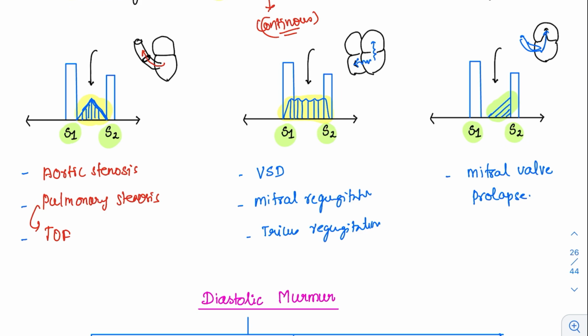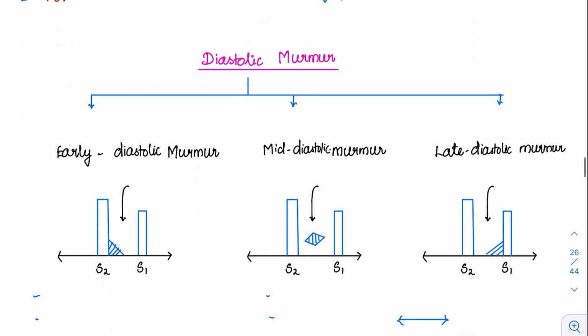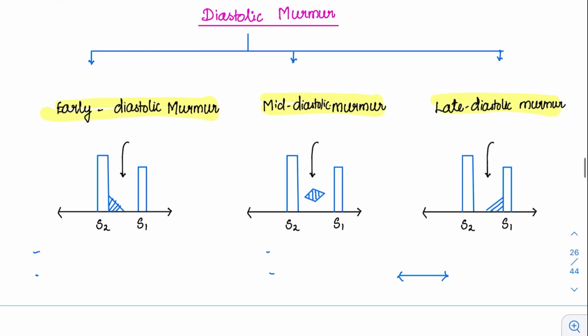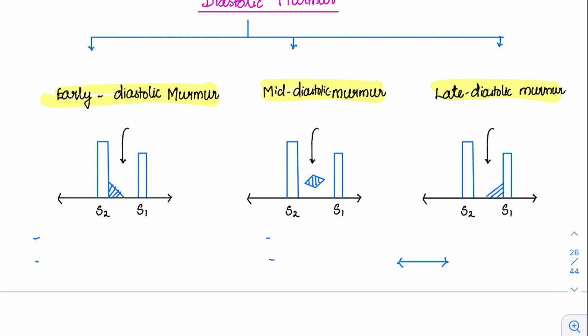Now coming to the diastolic murmurs. We have three groups in this also: early diastolic murmur, mid diastolic murmur and late diastolic murmur. So these are the three different groups. And how will you identify it is a diastolic murmur? It is pretty simple, we have already discussed. We just have to know the S1 and S2. If it is showing S2 and S1, what is the activity going on between them? The activity going on between them is diastole. So that will be the diastolic murmur.